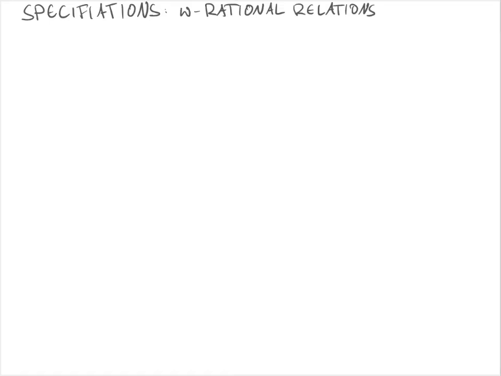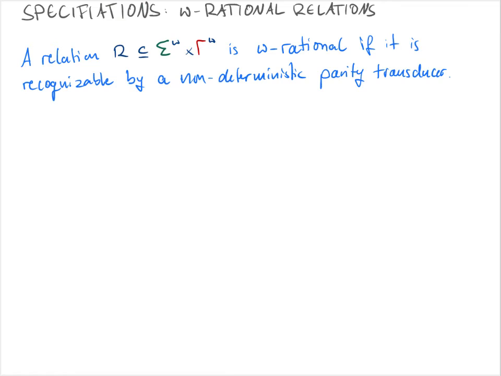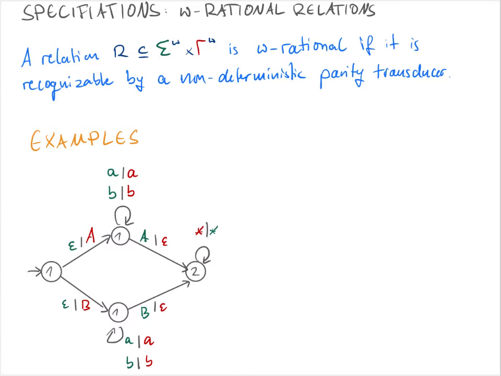Okay, so let's be a bit more specific about what kind of relations over infinite words we consider. We consider omega rational relations. What are omega rational relations? These are relations from infinite words to infinite words that are recognizable by non-deterministic parity transducers. What are parity transducers? In transducers, the transitions are labeled by pairs of words. The first word is the input word, and the second word is the output word. And the acceptance condition is parity.